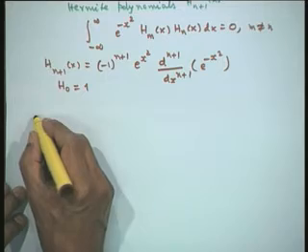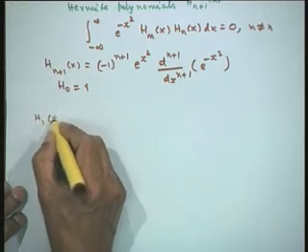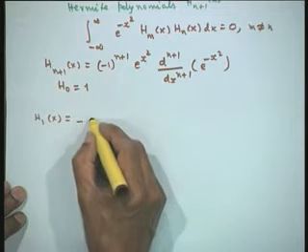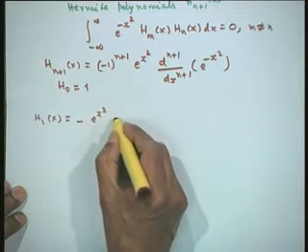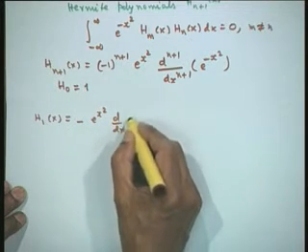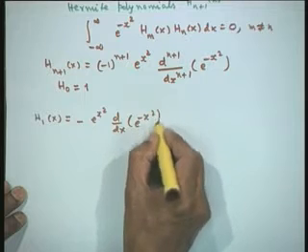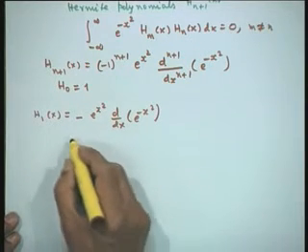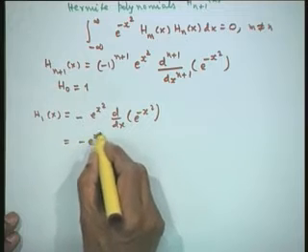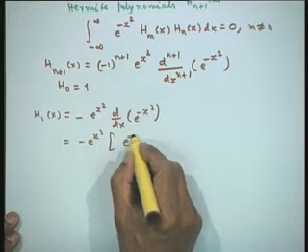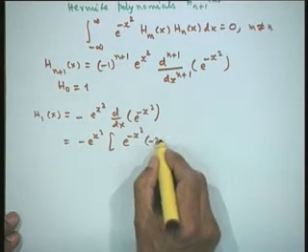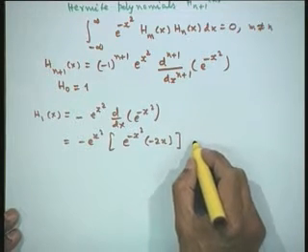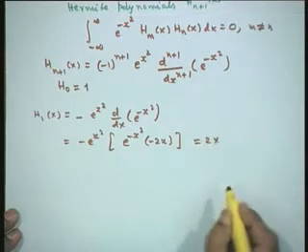So, let us write down what is our h1(x). I have to take n is equal to 0 over here. So, I will have minus sign here, exponential of x squared d upon dx exponential of minus x squared. So, I have this as exponential of x squared, I differentiate this, exponential of minus x squared into minus 2x. So, h1(x) is simply 2x.